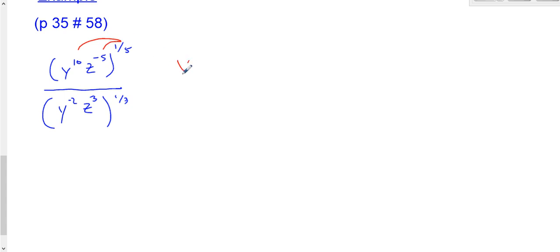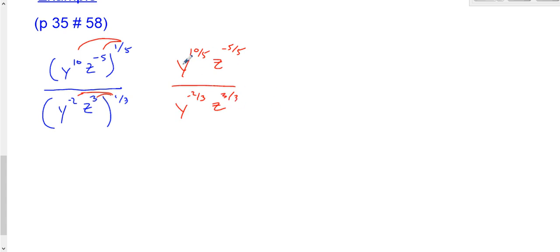I'm going to get y to the 10/5 and z to the negative 5/5 over, again with this 1/3 exponent, I'm going to distribute into the y to the negative 2 and z cubed. And negative 2 times 1/3 is going to give me negative 2/3. And then z is going to have 3/3.